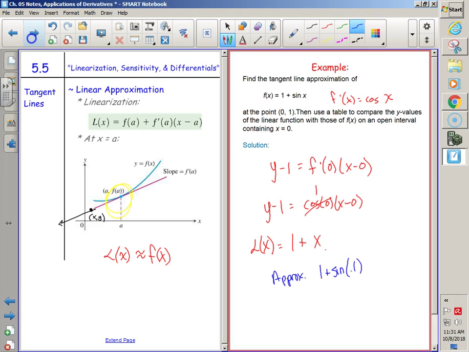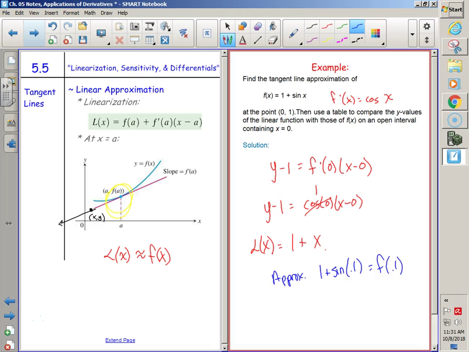One plus sine of 0.1. Could you just do that off the top of your head? No. But what can you do with the tangent line? You can say, hey, isn't this the same thing as f of 0.1?